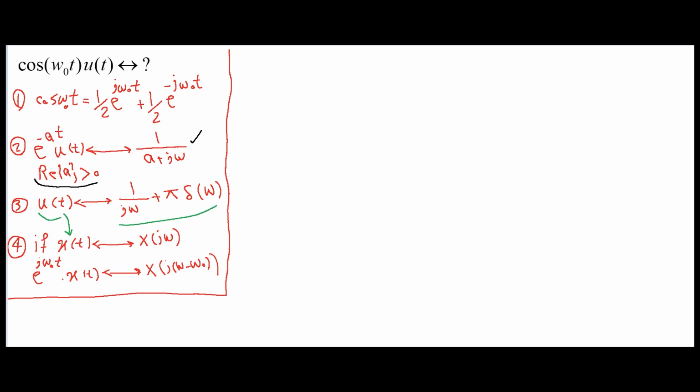The correct solution works like this. First, we rewrite the expression in the problem. Cosine omega 0 t as 1/2 times e to the power of j omega 0 t plus 1/2 times e to the power of minus j omega 0 t. And then we multiply this by u(t). So this becomes 1/2 times e to the power of j omega 0 t times u(t) plus 1/2 times e to the power of minus j omega 0 t times u(t).